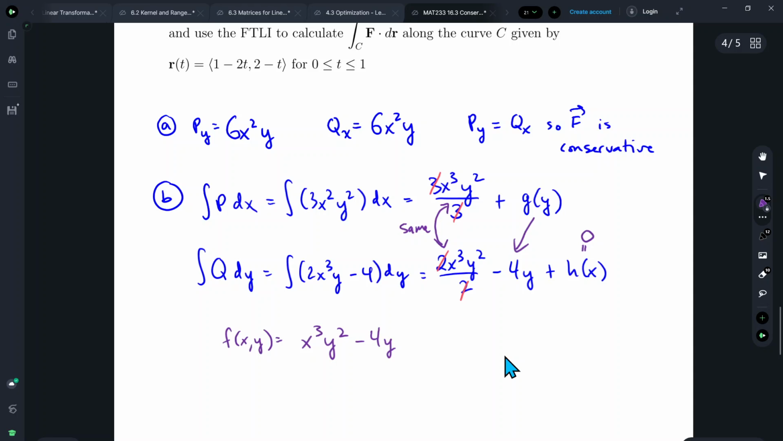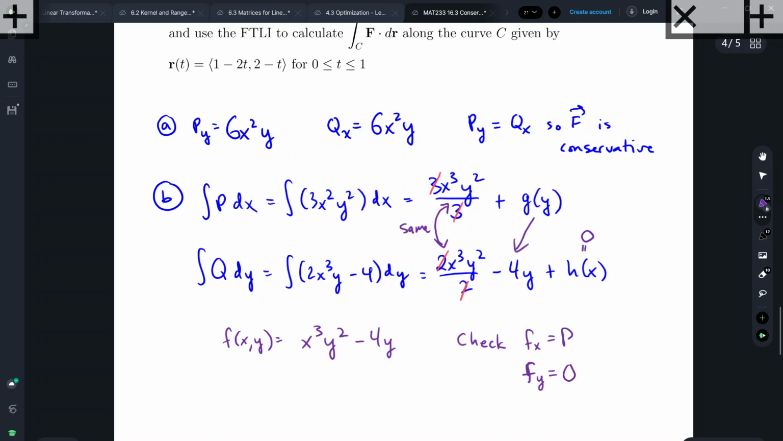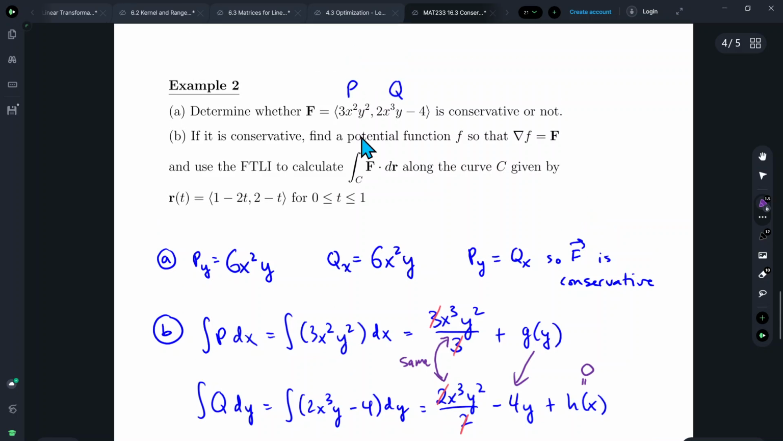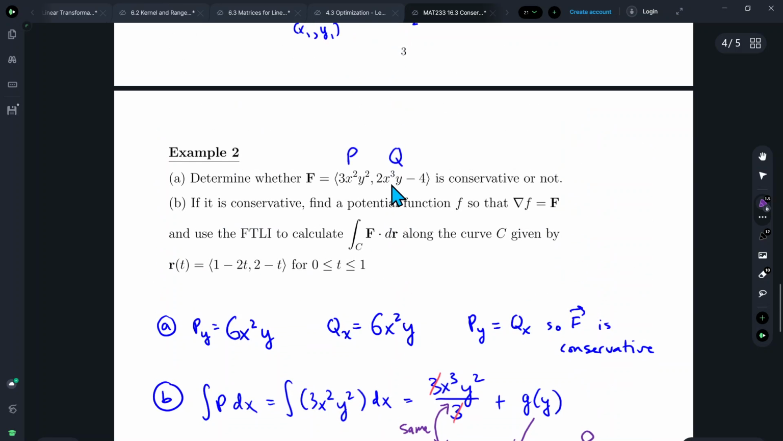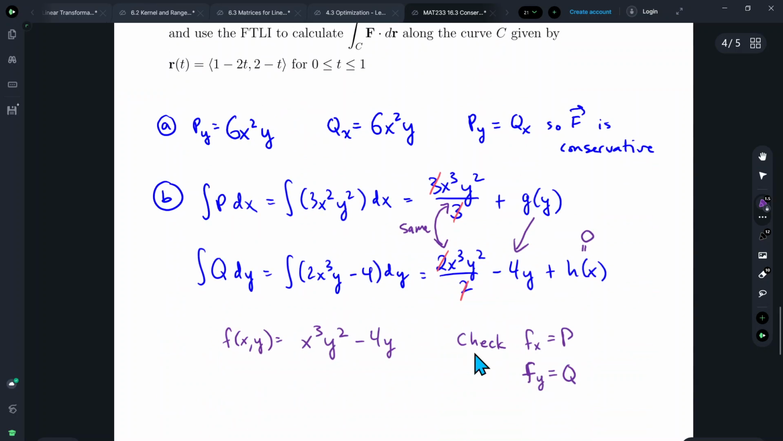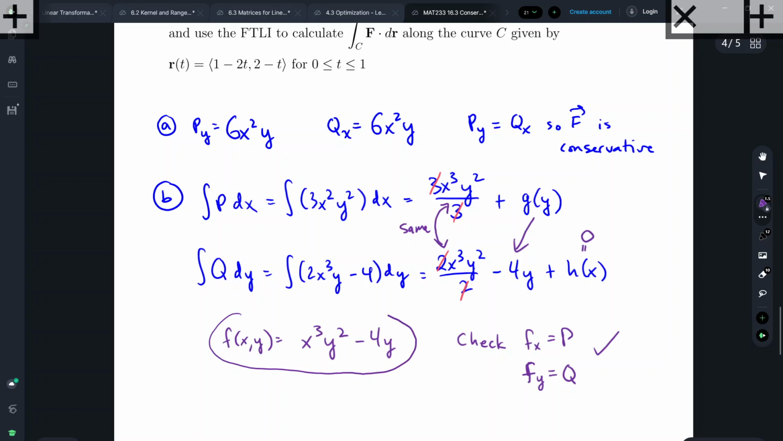And then, as usual, let's just quickly check. F sub x should be equal to P, and F sub y should be equal to Q. F sub x is 3x squared y squared, which is exactly P. And F sub y should be 2y, so 2x cubed y minus 4. Okay, so this checks out. So this is our potential function.